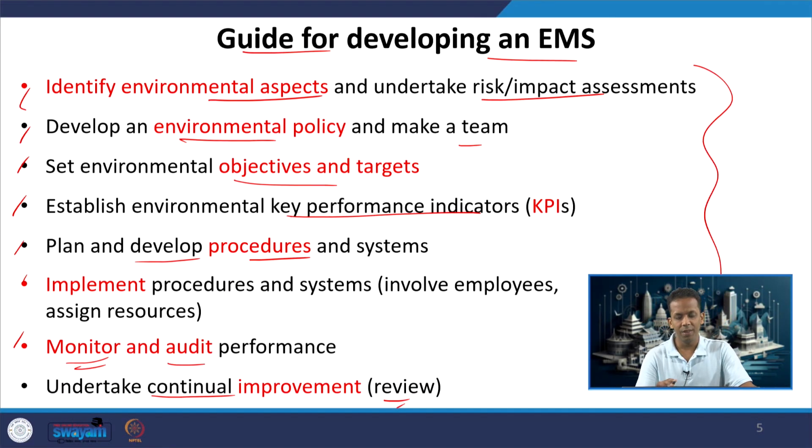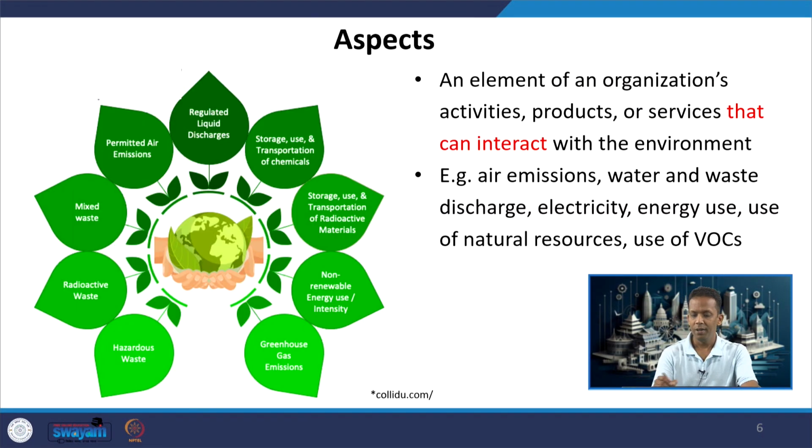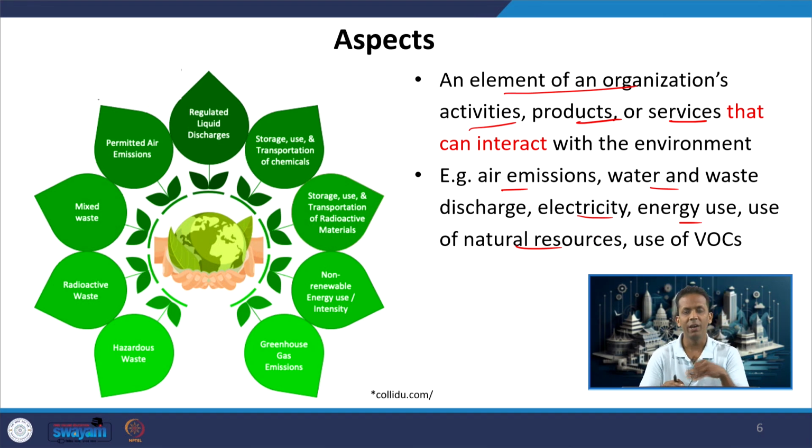After this guide for developing an EMS, let us look at what each of these things means. The first thing is aspect and impact. Aspects are the elements of an organization's activities, products or services that can interact with the environment. For example, air emissions, water and waste discharge, electricity usage, energy usage, use of nature. All these are active elements which can have an impact on the environment.